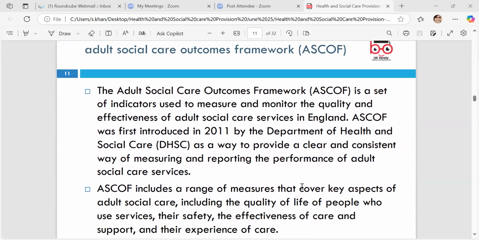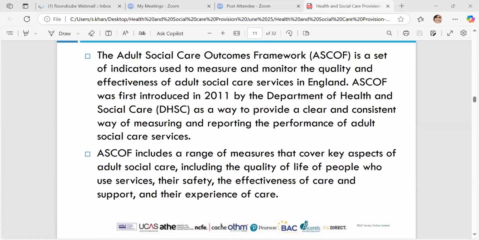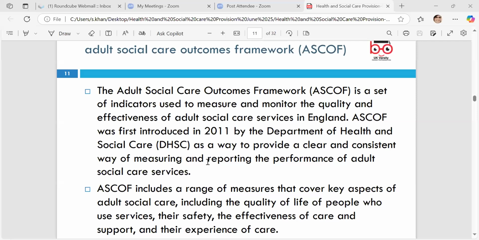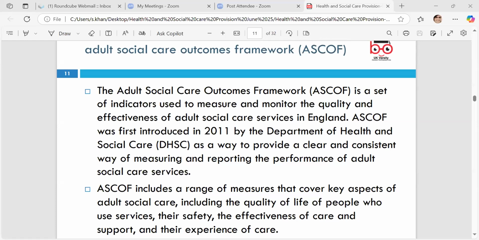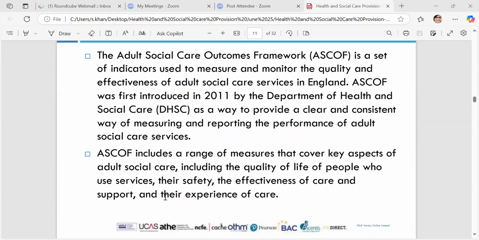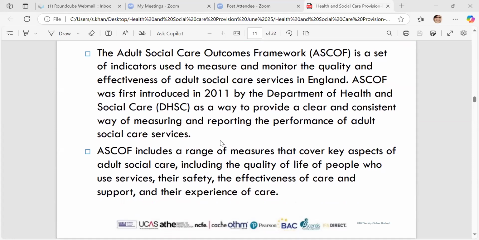Niza? Why do you think it's important to have ASCOF in place, where it looks at measuring and reporting any sort of adult social care? Ayazi? Very important for you. Latifa? Why is it important to have the measuring all this in place? Why do you think it's so important? I can't hear you. Okay, we'll move on.